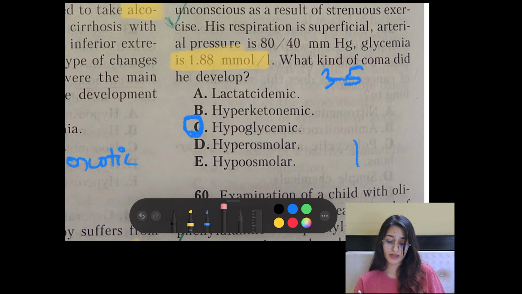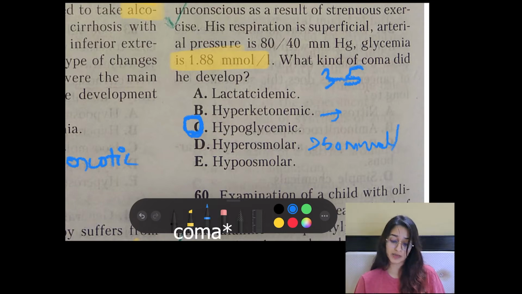So it is hypoglycemic. Lactacidemic obviously occurs when lactic acid is accumulated. Hyperketonemia is when there's ketosis. They'll mention in the question the ketone bodies. And hyperosmolar is when the glycemia is more than 50 millimole per liter, it will lead to hyperosmolar glycemia.